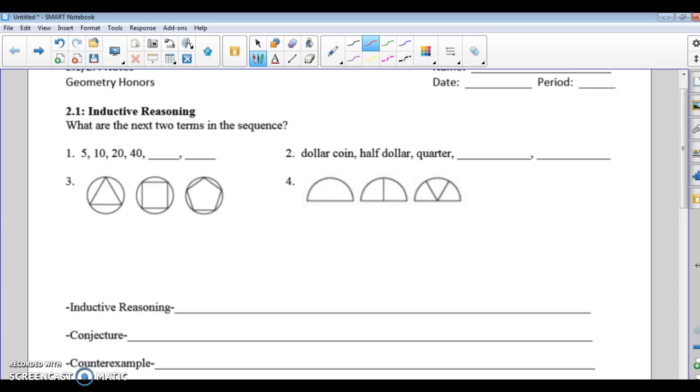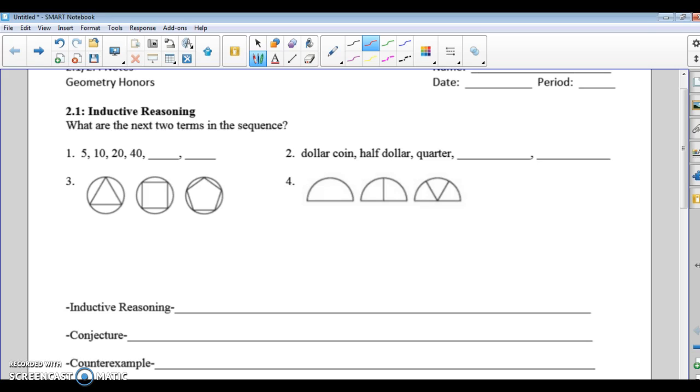Hi guys, today we're going to talk about inductive reasoning versus deductive reasoning. So in geometry, we have to reason to make conclusions. And when we do that, we either use inductive reasoning or deductive reasoning. Okay, so let's talk about inductive reasoning. Please take a look at the first question.